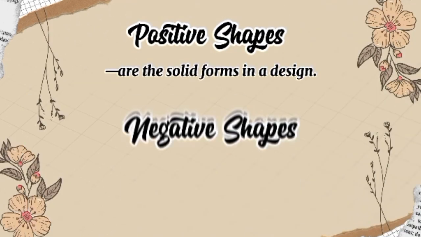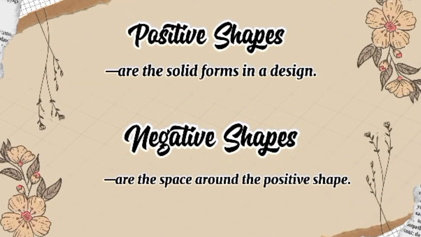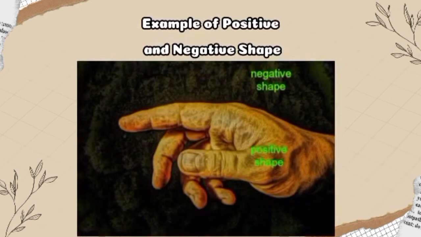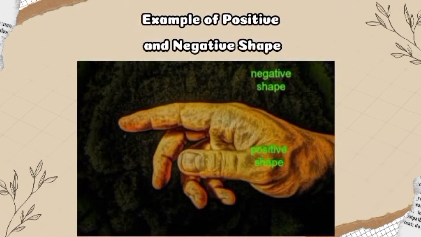Positive shapes are the solid forms in a design. Negative shapes are the space around the positive shape. Let's consider this painting of a pointing hand. The hand is the actual object that was painted on the canvas, so the hand is the positive shape. The background or the space between the hand and the edges of the canvas is the space around the hand, so this is negative shape.